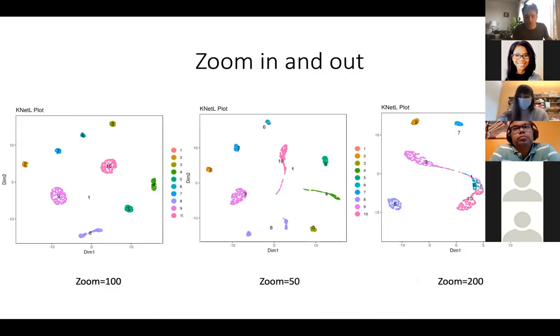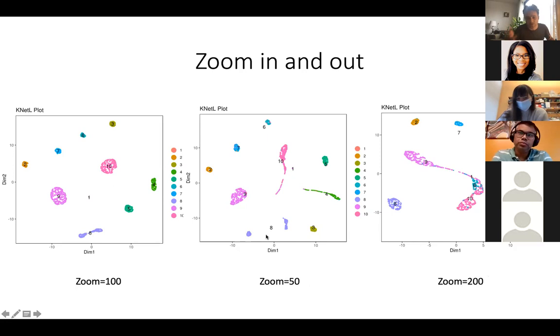So here are the same clusters. I put in a zoom of 50 and a 200 for you to see. So with the lower numbers, you actually zoom in. It's kind of reverse. With the higher numbers, you zoom out. As you can see, this 8 that with the zoom of 100 was about to split, when you zoom in at about 50, they split easily. And that's 2 types of B cell.